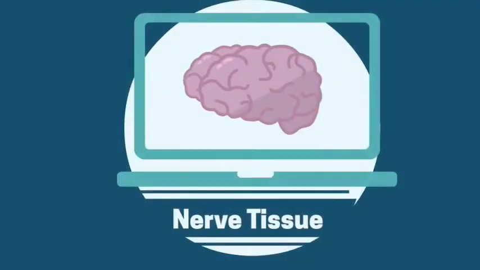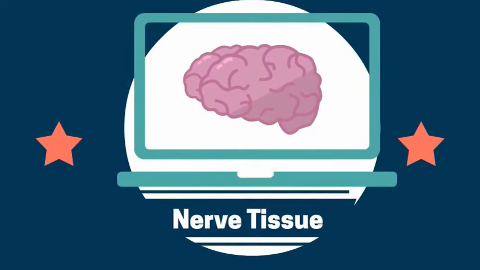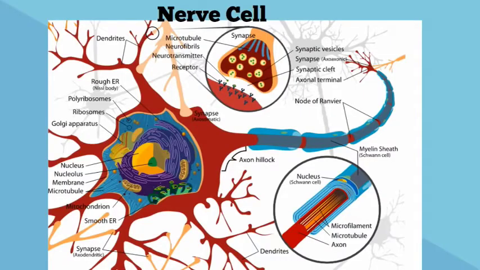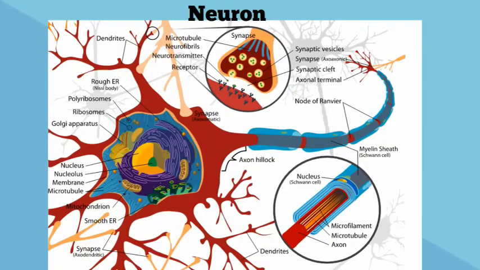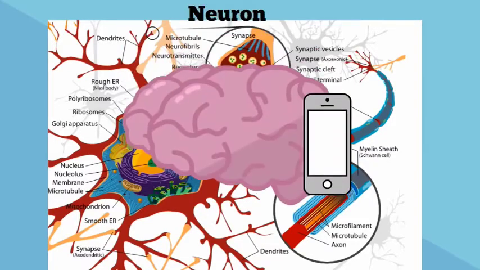Nerve tissues. Nerve tissues are found in your brain, spinal cord, and the peripheral systems. Many nerve tissues are made up of nerve cells, which are called neurons. Their job is to transmit electrical signals throughout the body. They allow your brain to communicate with your body.